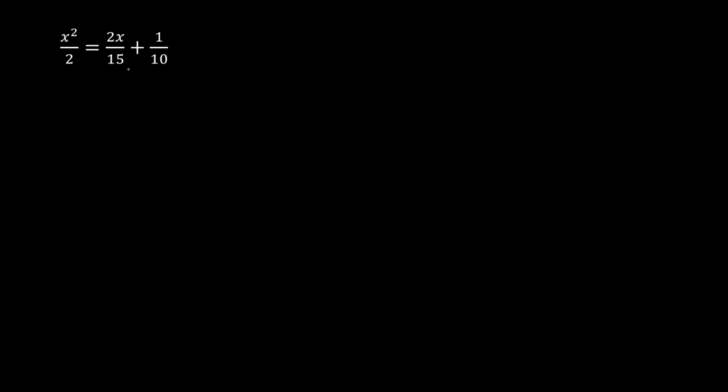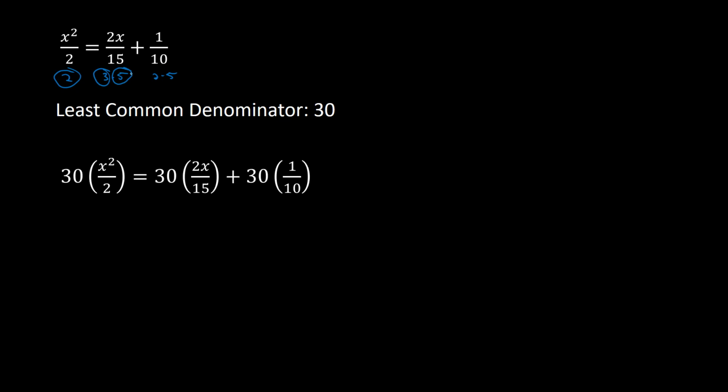Now you could break apart 15, you get a 3 times 5, 10 we get 2 times 5, and here's a 2. We see which factors we have the most of. So the 2's, this one has the most 2's, 3's, this one has the most 3's, and the 5's, I guess it's a tie for the 5's. So we have a 2, a 3, and a 5, which multiply together to give me 30. So what I want to do is multiply everything by 30. So 30 times x squared over 2, 30 times 2x over 15, and 30 times 1 over 10.